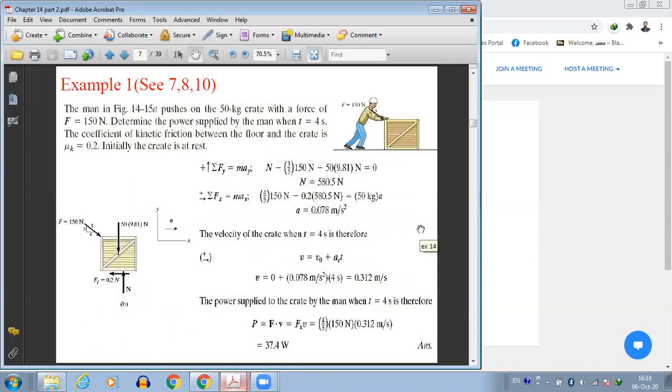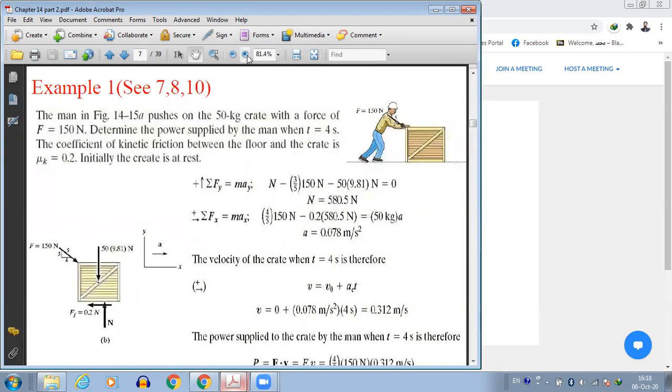Okay, so let's see the problem. The man in the figure pushes on the 50 kg crate with a force of 150 Newton. Determine the power supplied by the man when t is equal to 4 seconds. The coefficient of kinetic friction between the floor and the crate is mu k 0.2. Initially, the crate is at rest.